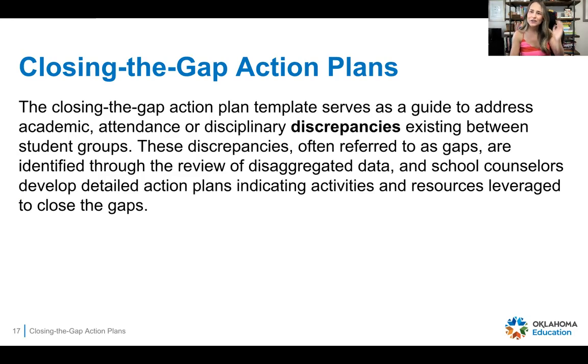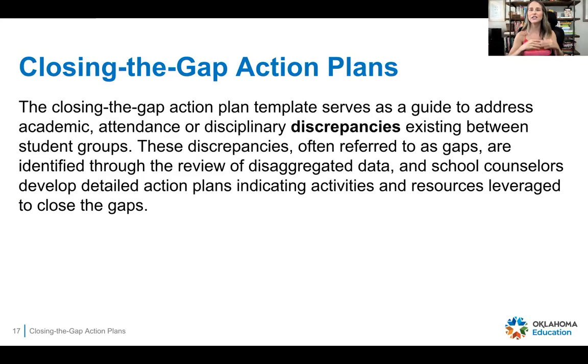What I love about the Closing the Gap action plan is that we know this as school counselors, right? We know it's our job to dive into data, find discrepancies, and work to close them. What the Closing the Gap action plan does is it gives us an outline to follow, a template to follow as we work to close this gap. It gives us some structure, which again is really what the national model does. It's not telling us that if there's a discrepancy between Hispanic students and white students in attendance, do A, B, and C. It's not doing that. It's just an outline, okay?